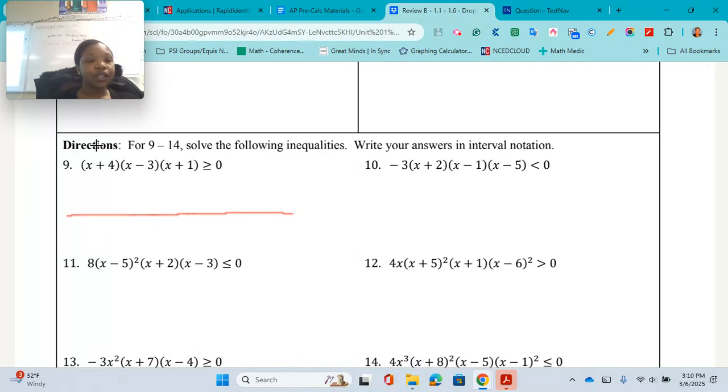-4, +3, and -1. -4 here, the +3 here, and -1. All right, now we need to put it on our number line from least to greatest. Excellent. -4, -1, 3.